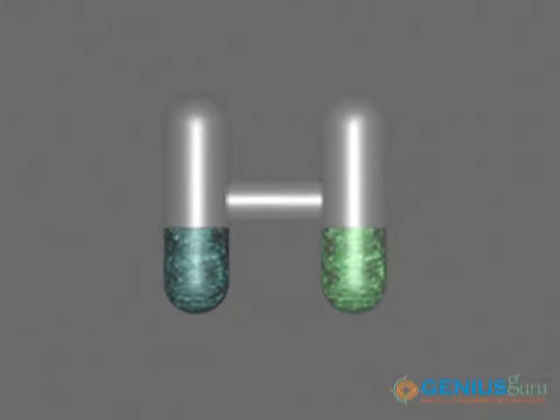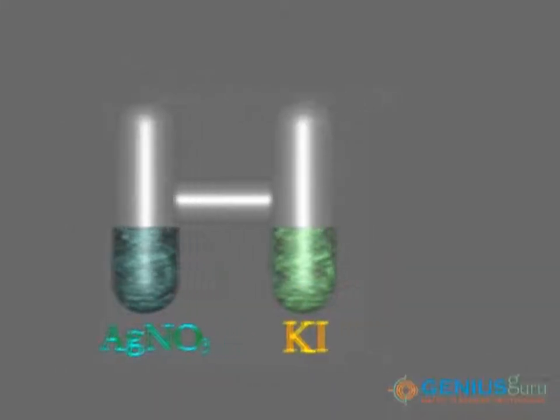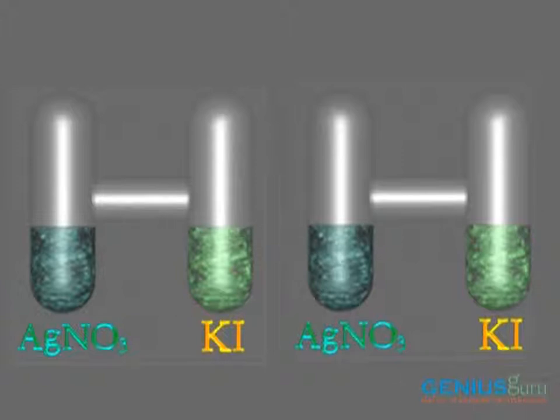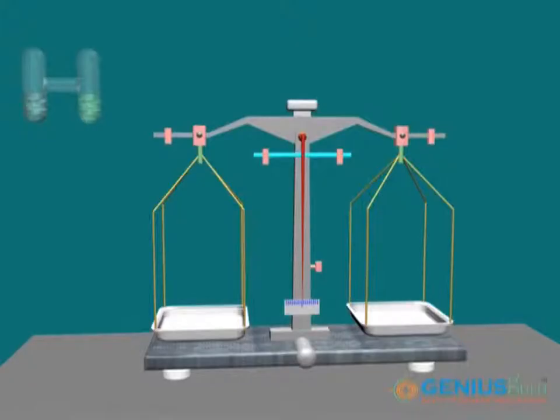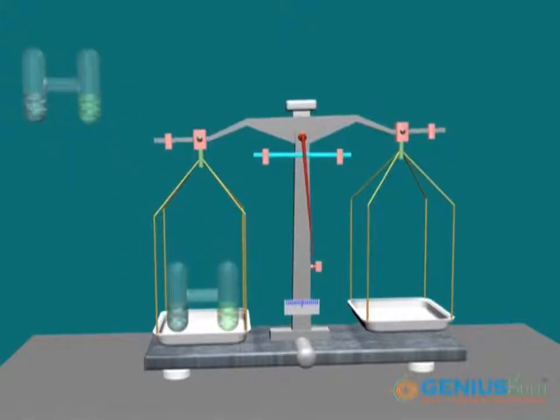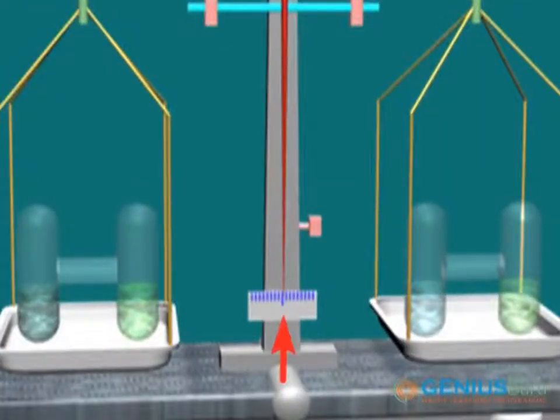In the left side limb, we have taken silver nitrate solution, AgNO3, and in the right hand side limb, we have taken the potassium iodide solution, KI solution. A similar type of H-shaped jar is taken. In these two, we have taken the same amount of silver nitrate on the left hand side and potassium iodide on the right hand side. Now, if these two are placed in a balance, yes, this balance shows an equivalence point.